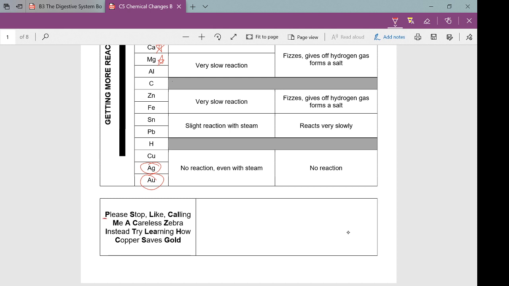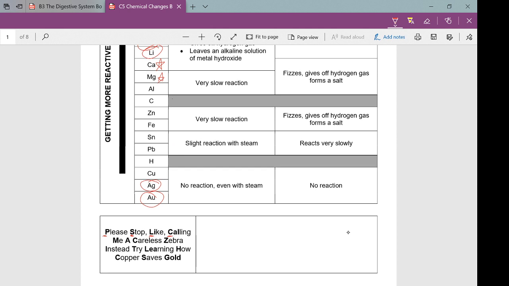I have bolded here the list, so please stop calling me a careless zebra. Instead, try learning how copper saves gold. It is quite a silly mnemonic. If you find a better one online, please do let me know, just because this is the best one that I could find, that when you say it out loud, it is easiest to memorize.